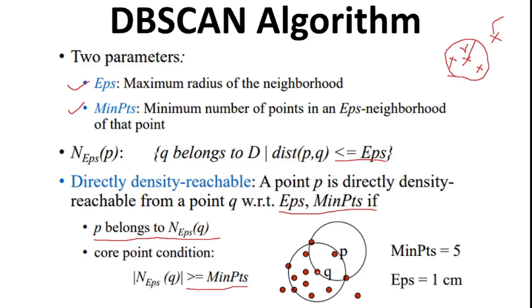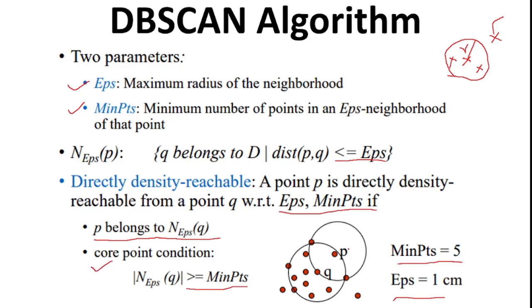So consider you have a q point over here, and minimum points is 5 in this case and epsilon is 1. So with 1 centimeter radius, I have drawn two circles for p and q. In this case, we need to say whether point p is a core point or q is a core point. Look at q, you have n number of data points, more than 5. It exceeds 5, so the core point condition passes in q.